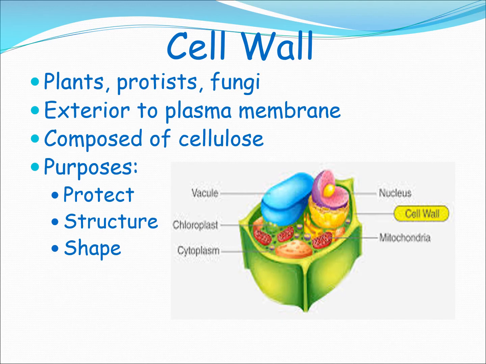Plant cells, protists like amoebas and algae, and fungi have a cell wall. This wall is on the outside of the cell's membrane and is composed of cellulose. The cell wall serves to protect the cell in addition to providing structure and shape.